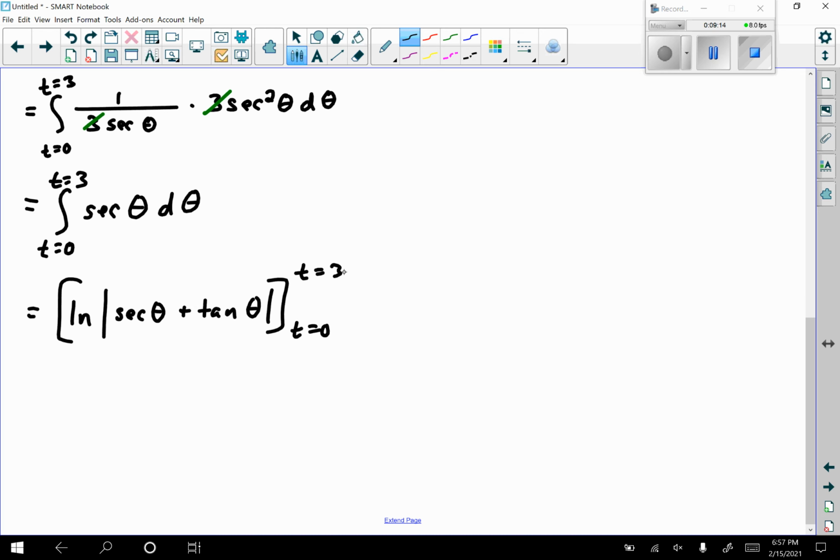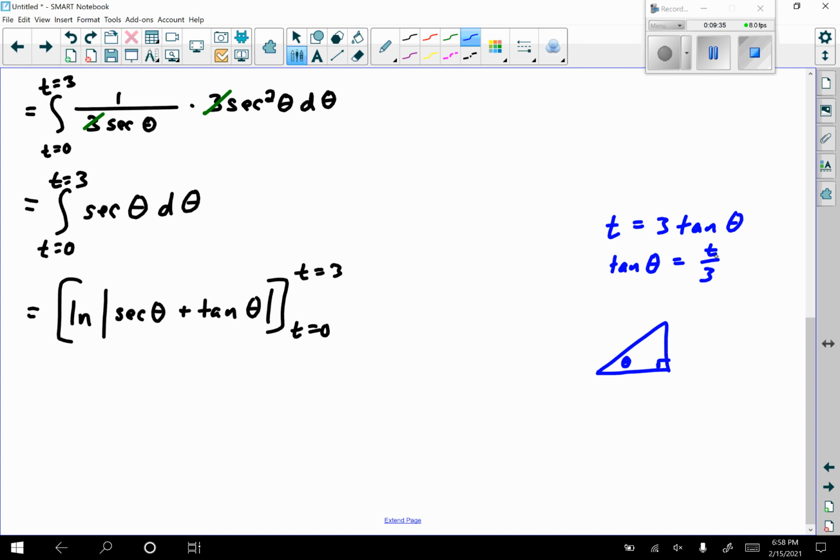So I need to replace the thetas with something in terms of t. So this is where I go over to the side and make my right triangle. So if t is equal to 3 tangent theta, then tangent theta is equal to t over 3. And I make my right triangle.